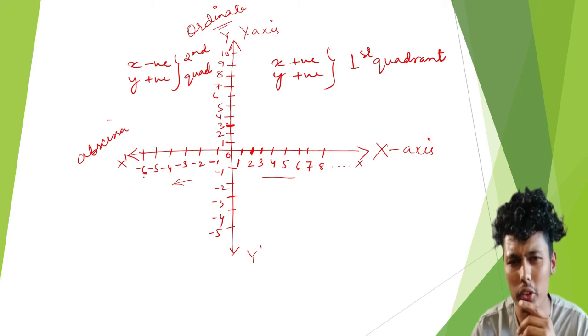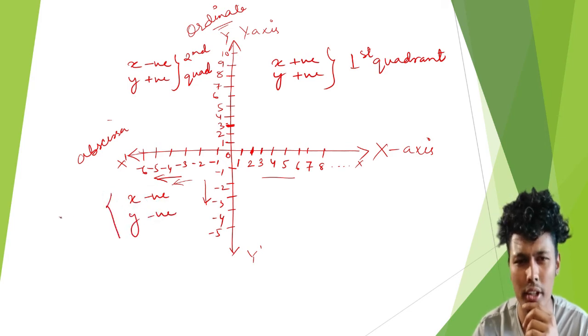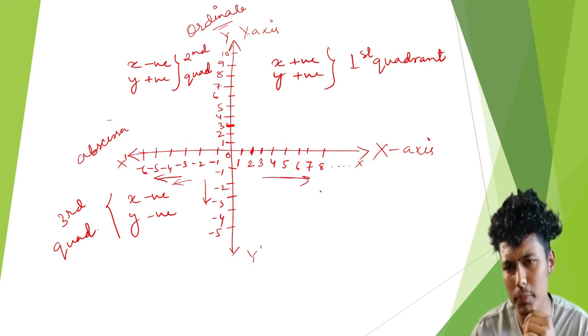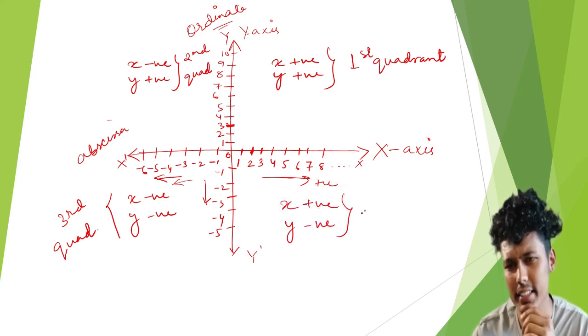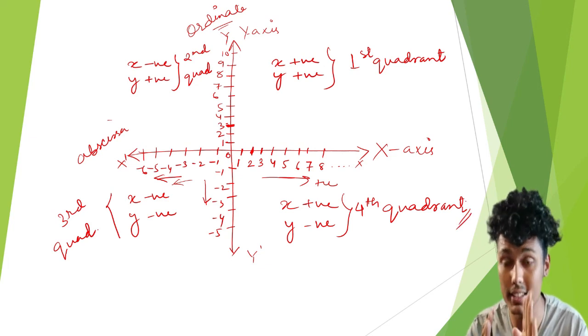Here both x and y are negative. X is negative here, y is also negative here. So x negative, y negative. So this is our third quadrant. And here x is positive and y is negative. So x positive, y negative, and this is our fourth quadrant. There are four quadrants in this kind of graph.